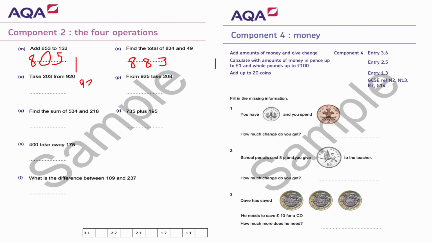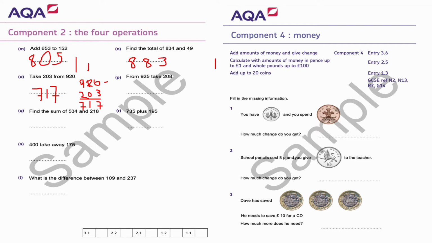Okay, so I might have a bit of space here, but I do apologize if I don't show my full working for every single question. So 0 take away 3 I can't do, so I borrow. That becomes a 1. That becomes a 10. 10 take away 3 is 7. 1 take away 0 is 1. And 9 take away 2 is 7. So the answer is 717.